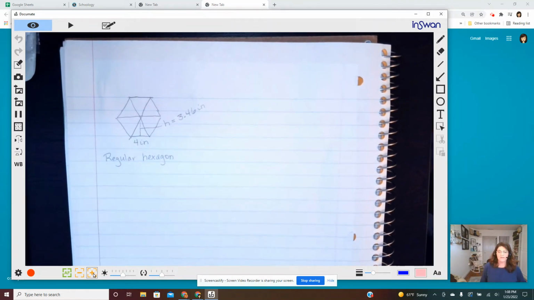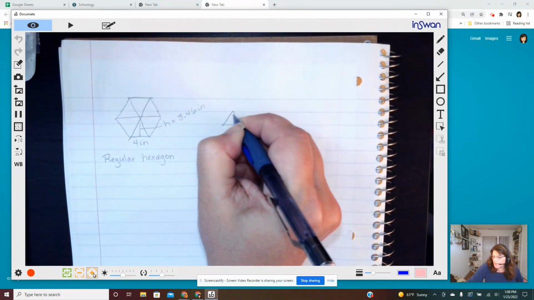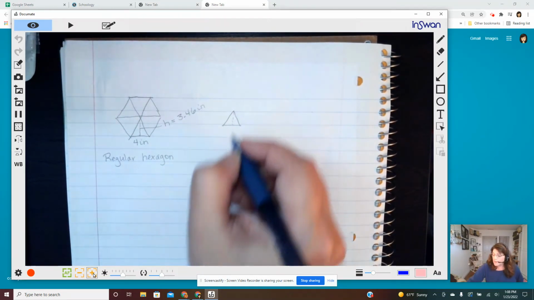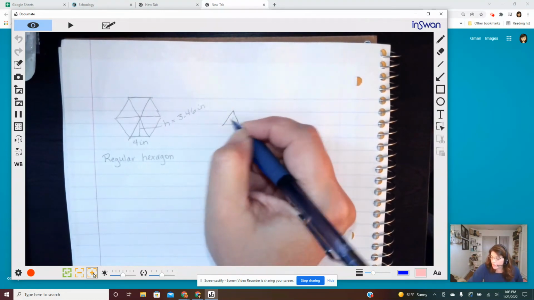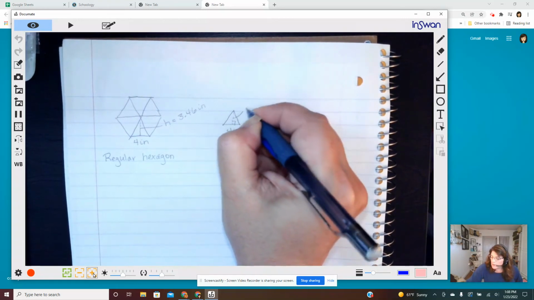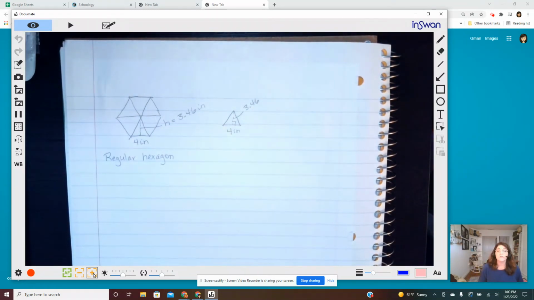Well, then don't I just have 6 of the same triangle? So now I'm going to draw my triangle. As we're doing this geometry stuff, please draw. Some of you like to draw in your free time anyway. It will help you with the math. So we know this is 4 inches. We know this is 3.46 inches.